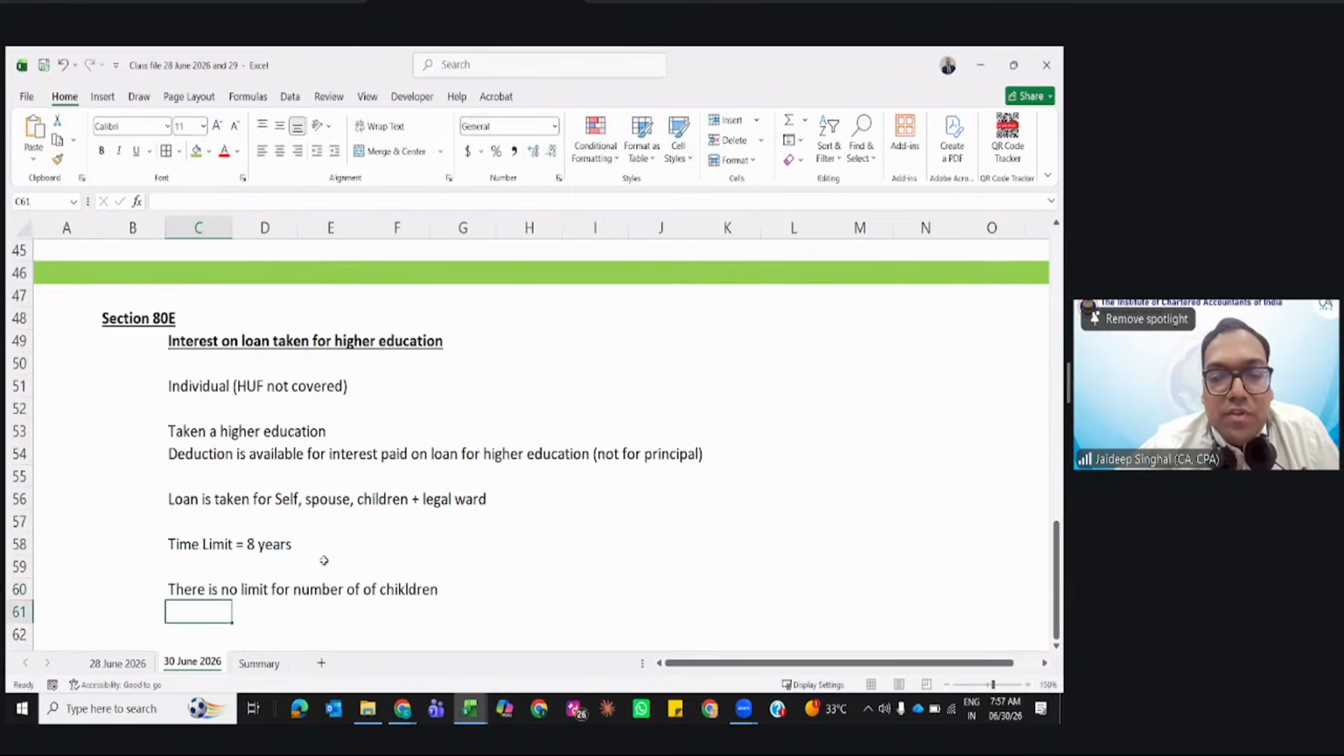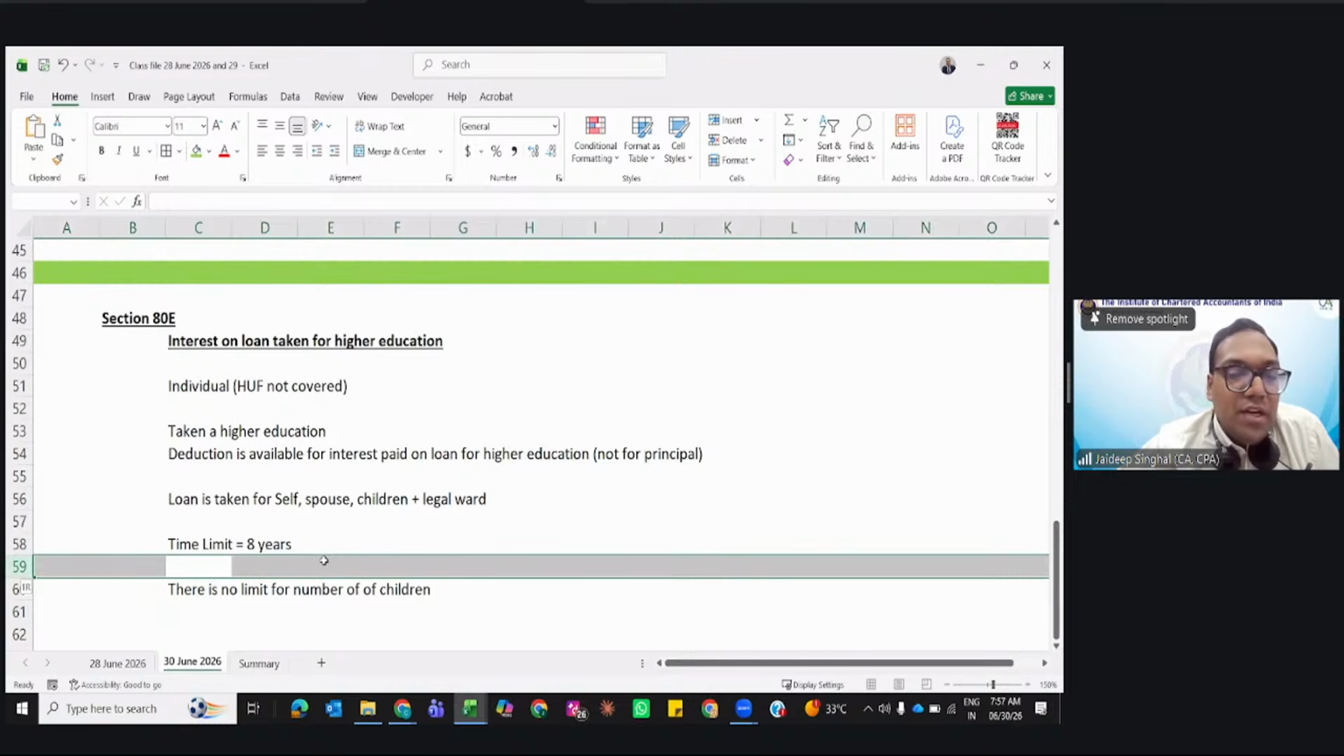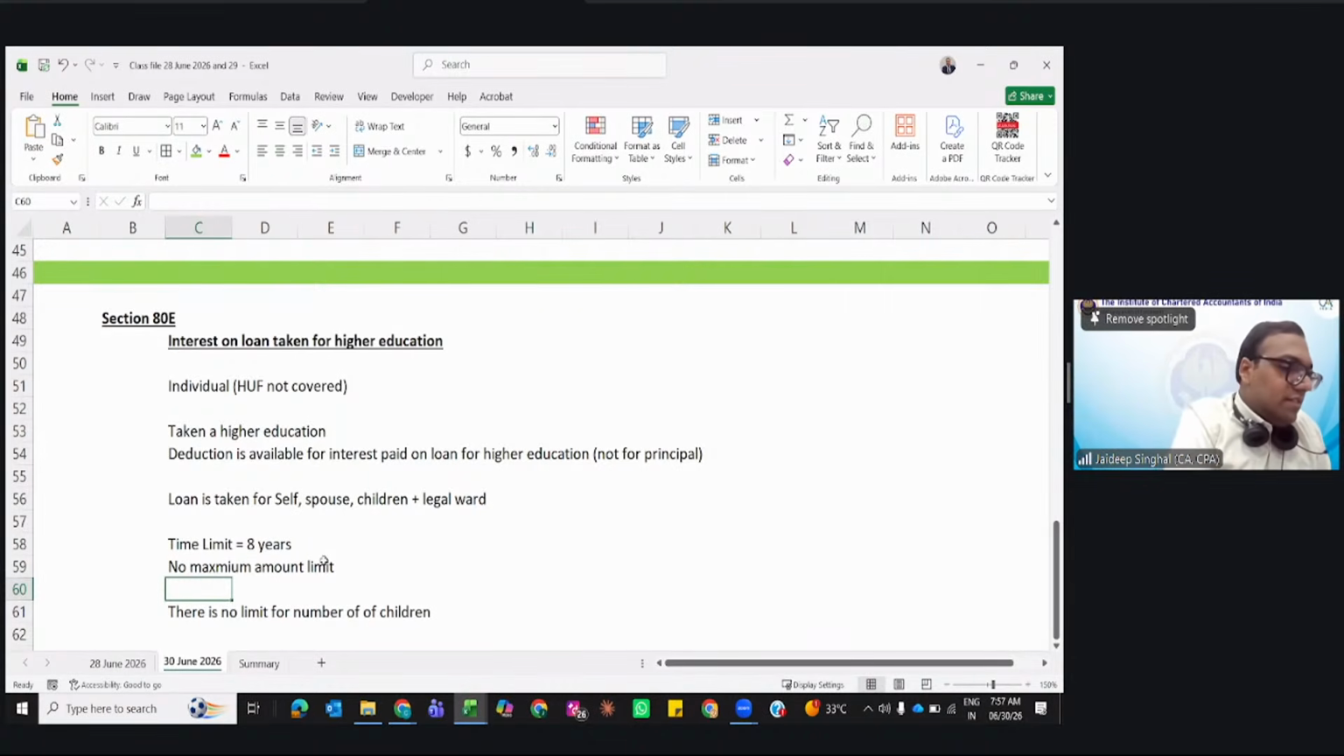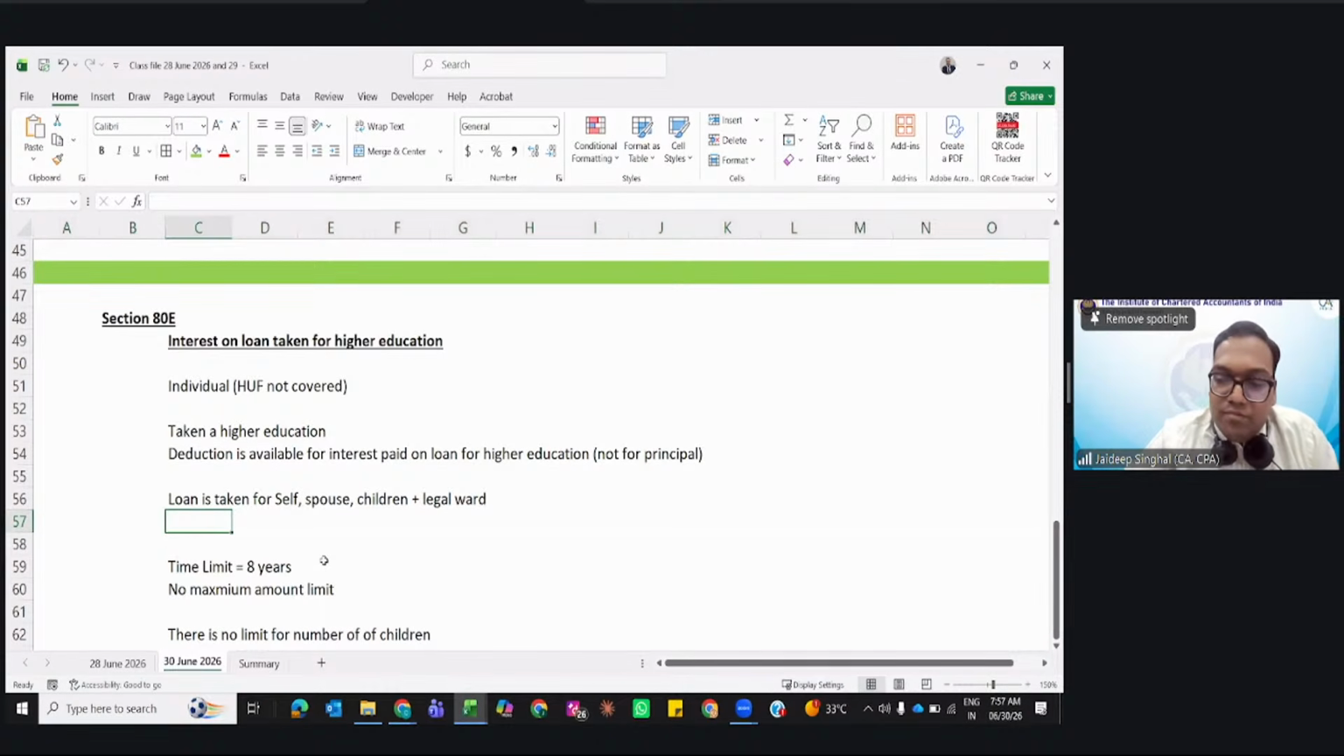See that here there is a time limit of 8 years, right? But is there any limit on the amount? There is no maximum amount limit. Whatever interest you have paid, you can claim as a deduction. The time limit is 8 years. Clear? I hope it's clear till here. Okay, add one more line here. Brother, sister, or parents are not covered.